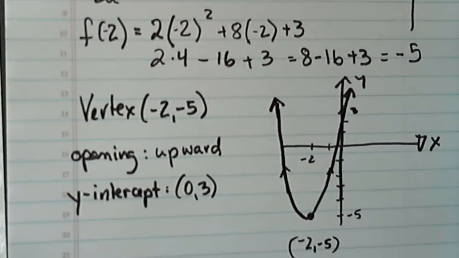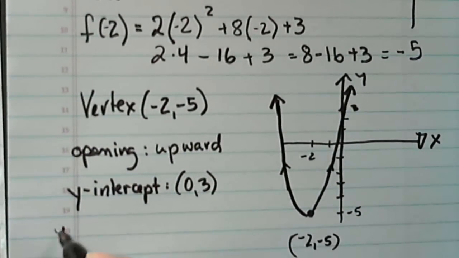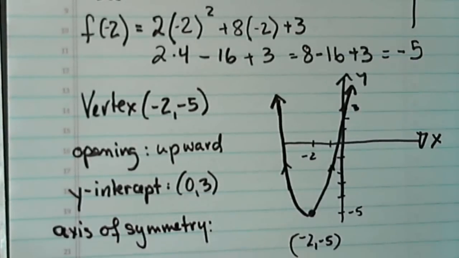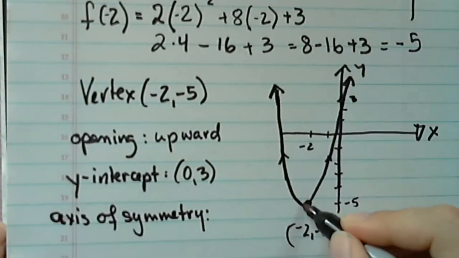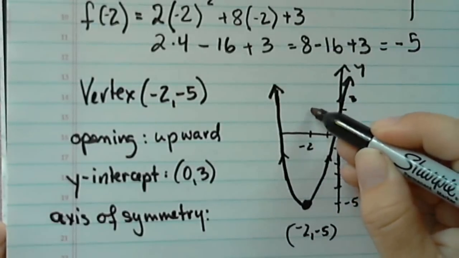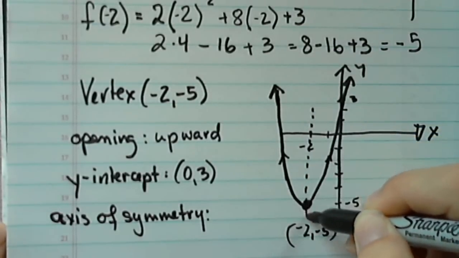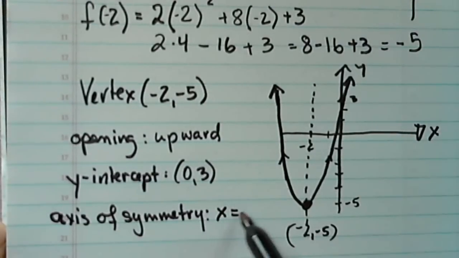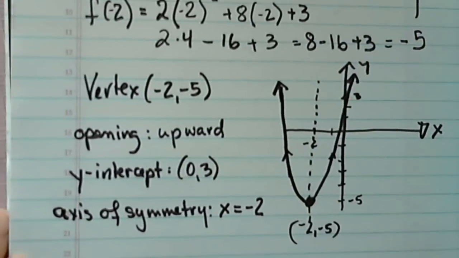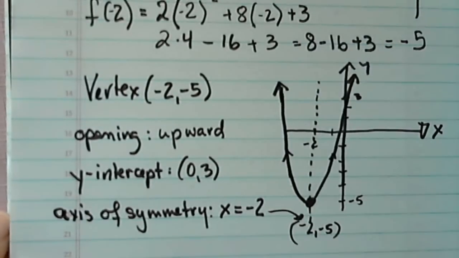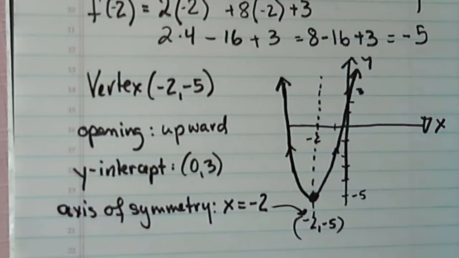Okay, a couple more questions. What is the axis of symmetry? The axis of symmetry is that point where the graph, or the parabola, is basically folded in half. And if I draw a vertical line through this point, this is my axis of symmetry, I get x equals negative 2. The axis of symmetry is always the x value of your vertex.